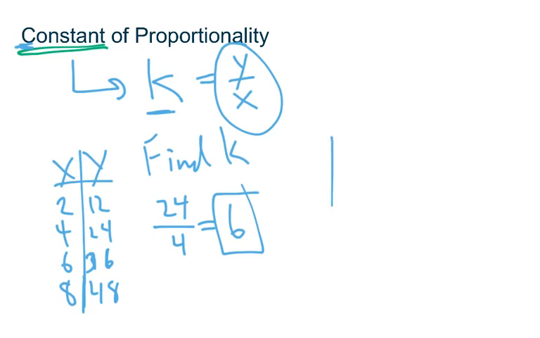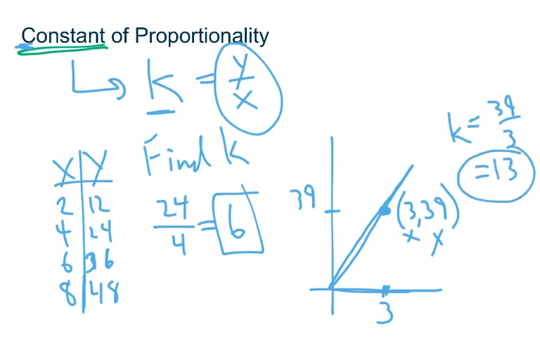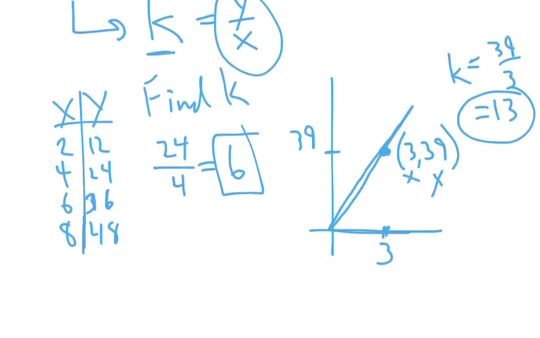Now, if you have a graph, you do the same mechanism, but you have to find a point. Let's just say this point is 3, and this is 39. Well, that means the point here is 3, 39. This is an X, this is a Y. To find K, you do the same thing. Y over X, so 39 over 3, which equals 13. And so that's something you're going to be asked to do, is find the constant of proportionality, or apply the constant of proportionality.